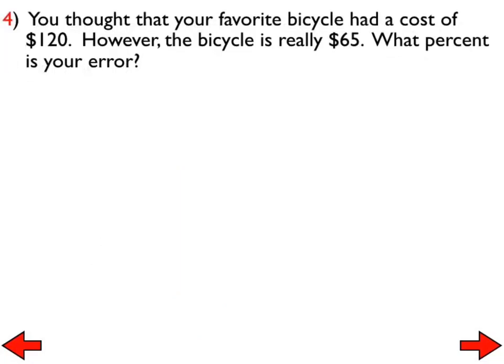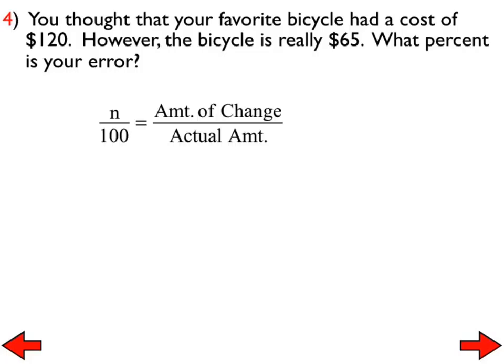Number 4, as I was walking around, I saw some of you still insist on doing decimals, even though I told you fractions are a lot easier. And for this particular problem, you found that if you try to do decimals, you're going to stay there for a long time. Right? So, this was finding the percent of error, so the bottom number has to be actual. N over 100 equals the change, and 120 minus 65 is 55. And what was the actual amount? How much did that bike cost?